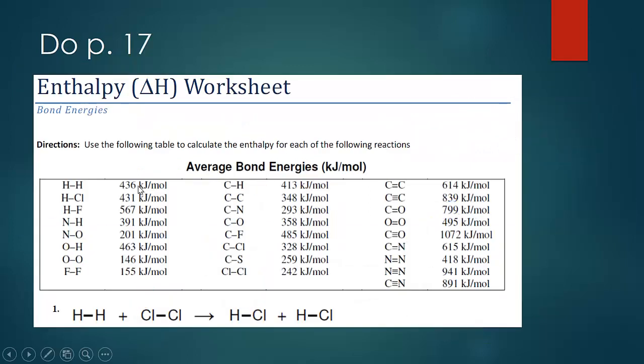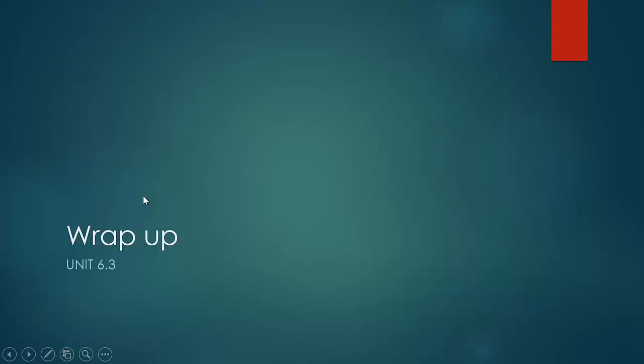So with that being said, on page 17, I've done you a bit of a favor. I drew the Lewis structures for all 5 problems. Use the Lewis structures and the average bond energies for the particular bonds and determine the enthalpy of each reaction. And with that, we are done with Unit 6.2. I will see you when we wrap all of this up in 6.3.